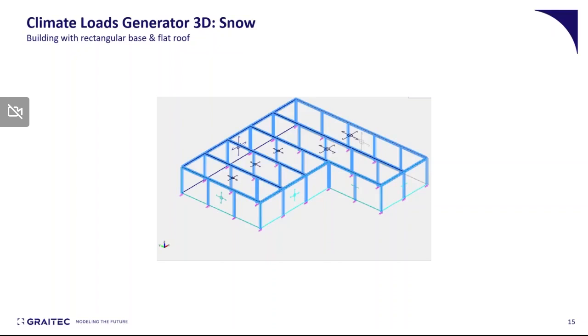The same structure is going to be investigated again, a rectangular base with a flat roof. We are going to go through the process the Eurocode suggests for snow load, and then we will see how we can use the climate loads generator that is built into Advanced Design in order to accelerate the whole process and calculate the snow loads more efficiently and quickly.